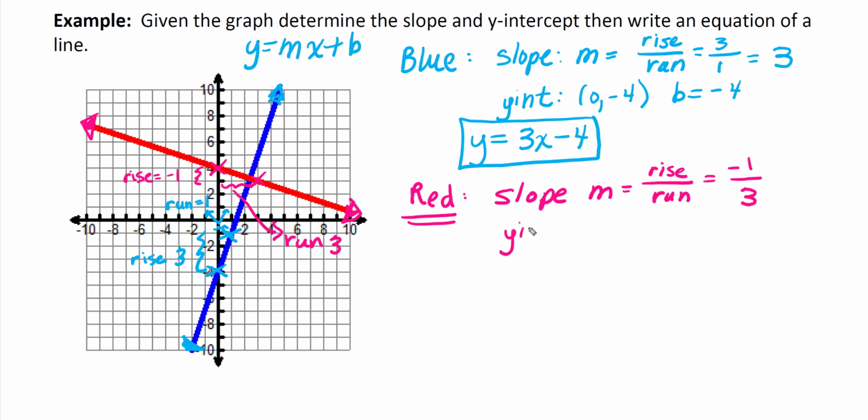Then our y-intercept. Well, we looked at our y-intercept. Our y-intercept was (0, 4). And so that means b equals 4. So in this case, we put our slope with our y-intercept, and our equation of a line is going to be y equals -1/3 times x plus 4.